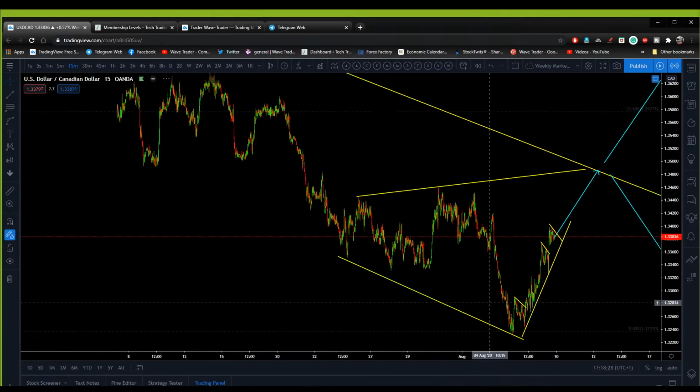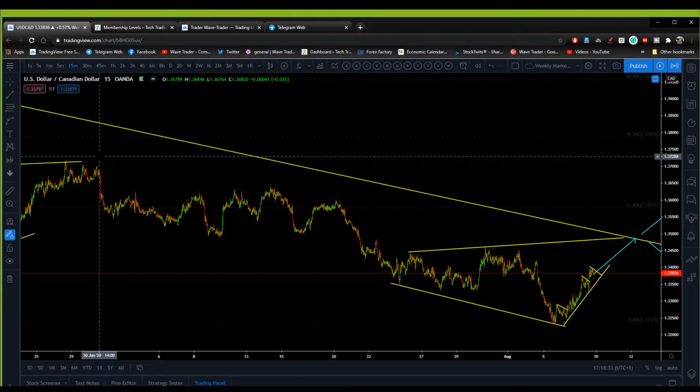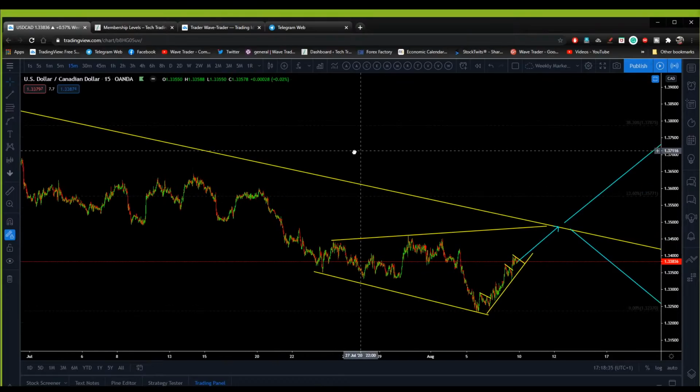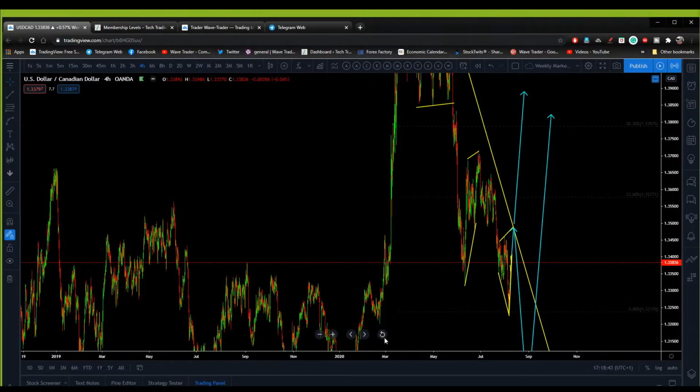All right, break above that top and go all the way back to these levels. So 3750. You're looking for the move to go up to 3750 or slightly beyond that. Okay, that's your dollar CAD chart.